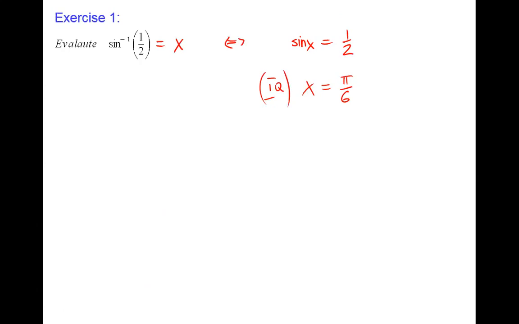And what will be the other solution? Because we also have the other quadrants where sine is positive. Like the reference angle. Do you remember in which quadrant sine is positive? In the first quadrant and the second quadrant. Yes, that means in the second quadrant sine is positive. And this will be, yes, thank you, Karen, 5 pi over 6.